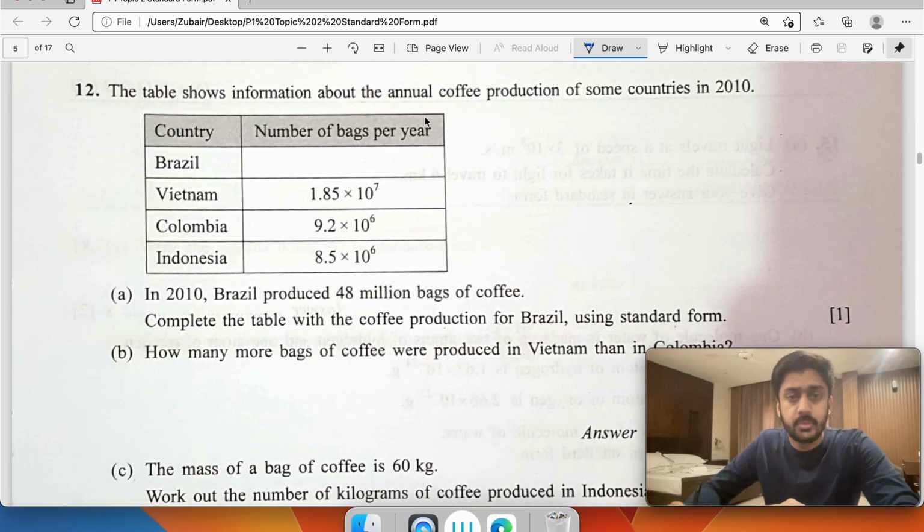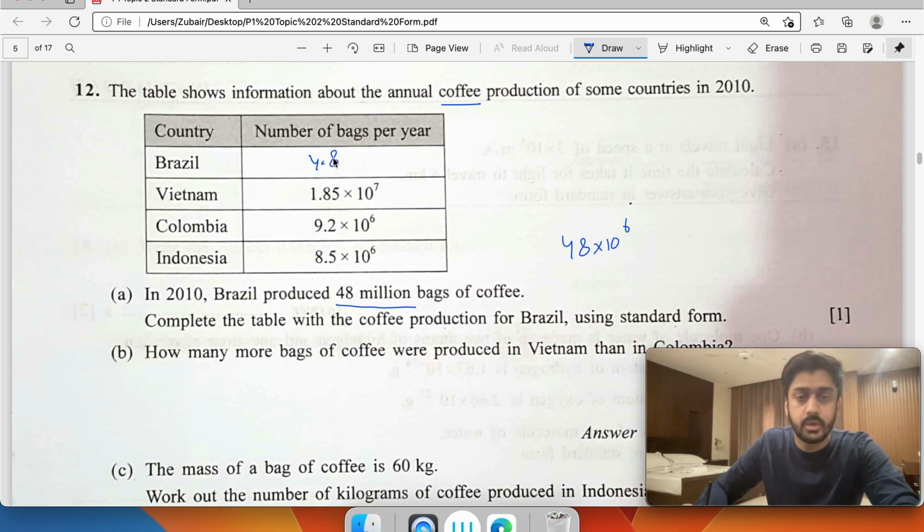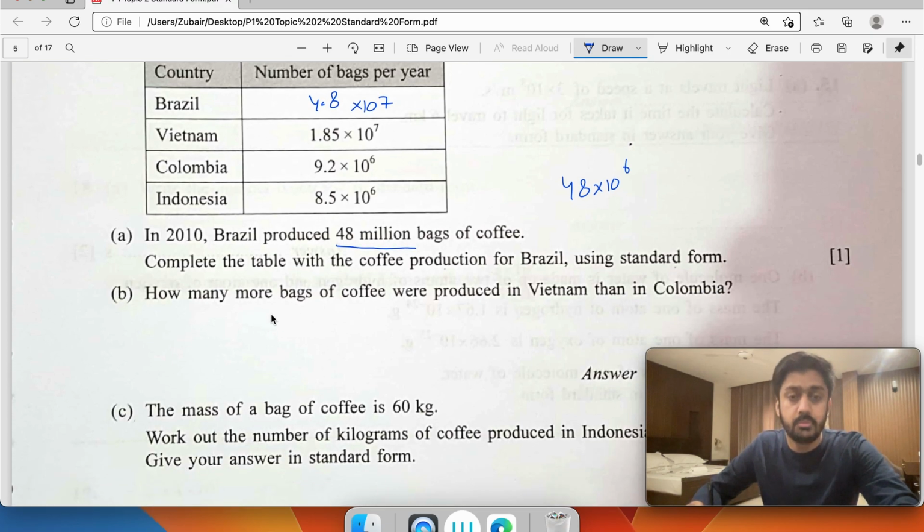The table shows the information about annual coffee production of some countries in 2010: Brazil, Vietnam, Colombia, Indonesia. In 2010, Brazil produced 48 million bags of coffee. Complete the table. So 48 times 10 raised to power 6 would make it 4.8 times 10 raised to power 7.